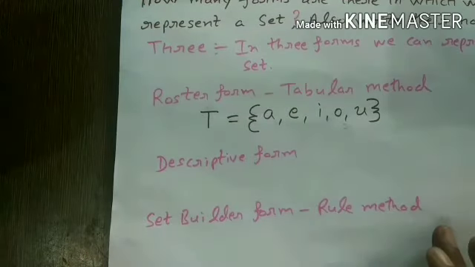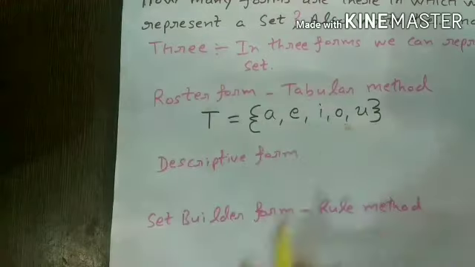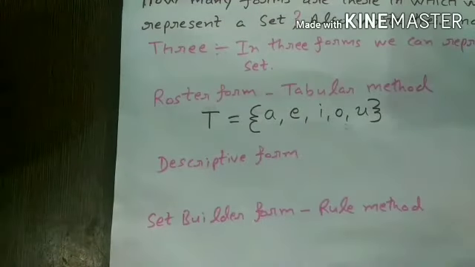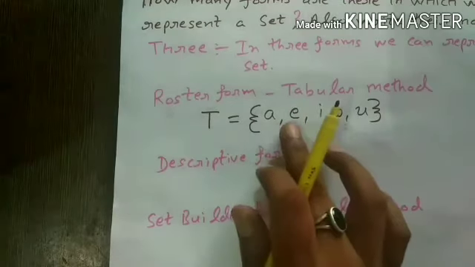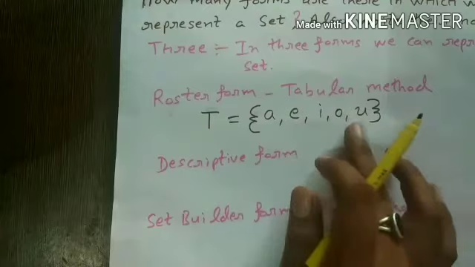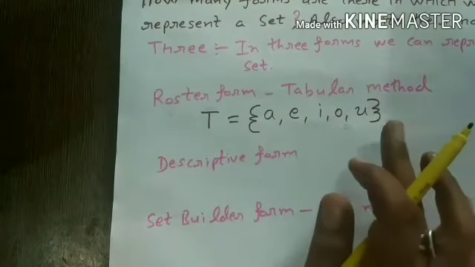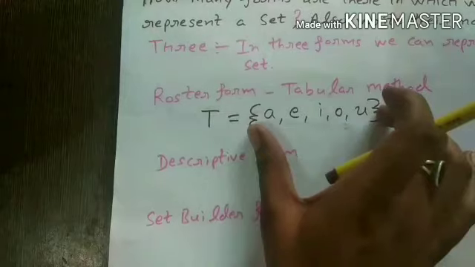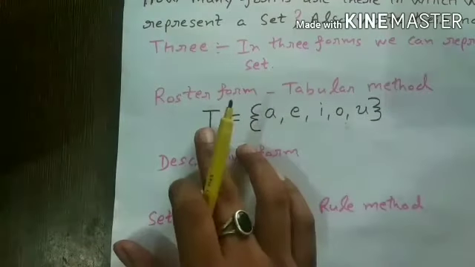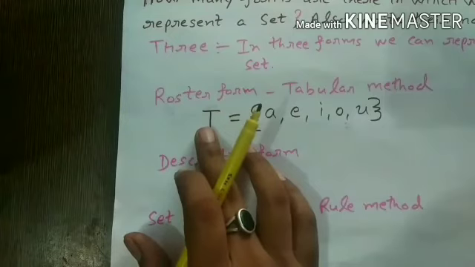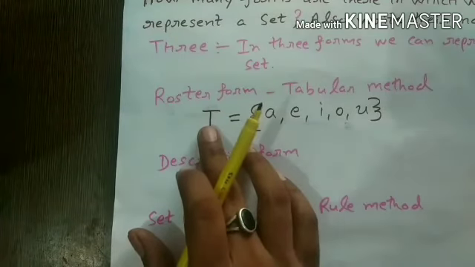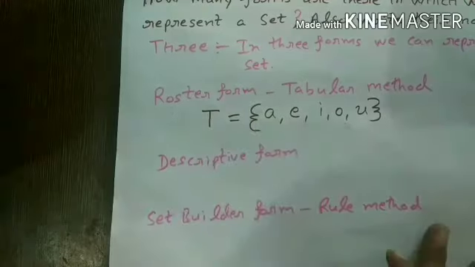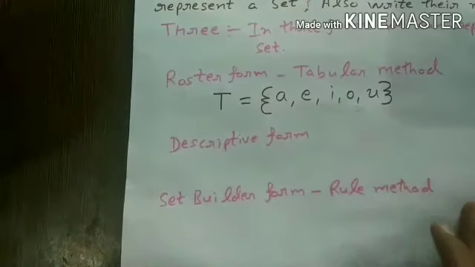So you can see, when we have to represent a set in the roster form, we write all the members in brackets and separate them by commas. I write the actual members in the set and separate them by commas. After closing them in brackets, I give the set a name, which will be a capital English letter. Clear, students? Now this is called the roster form or the tabular method.